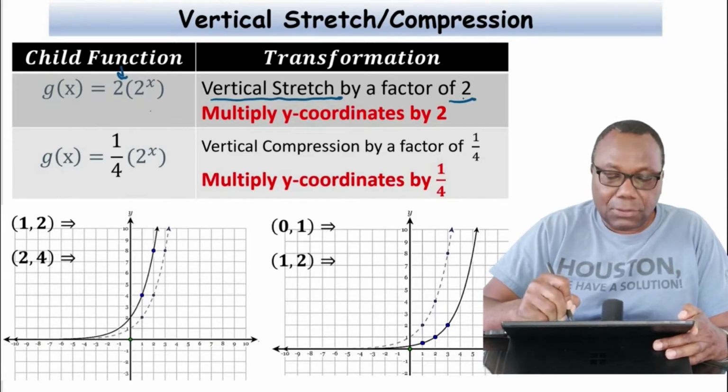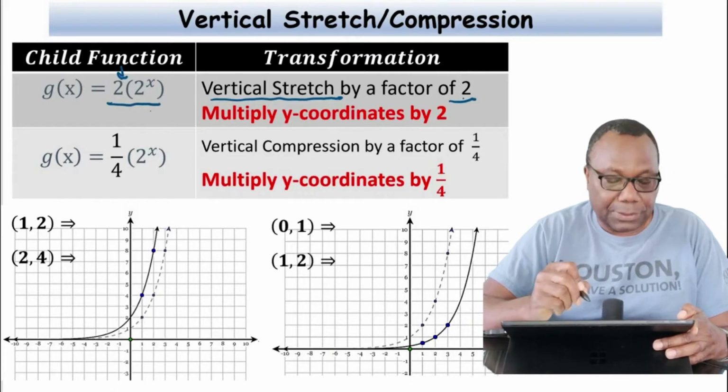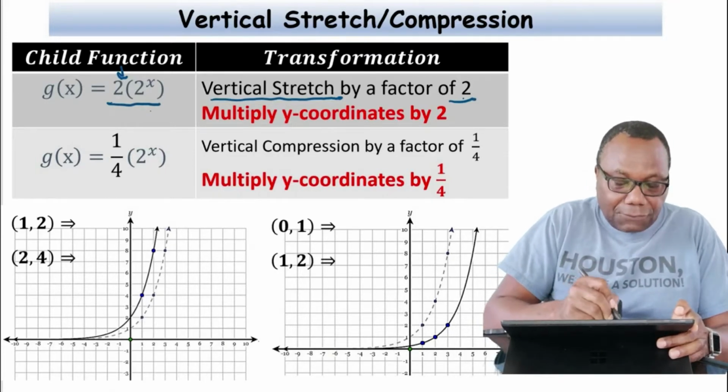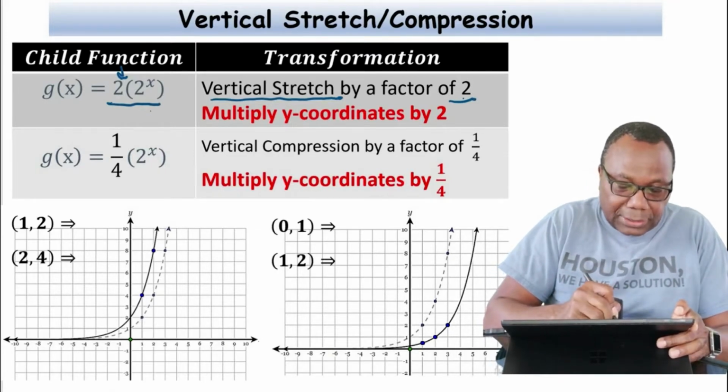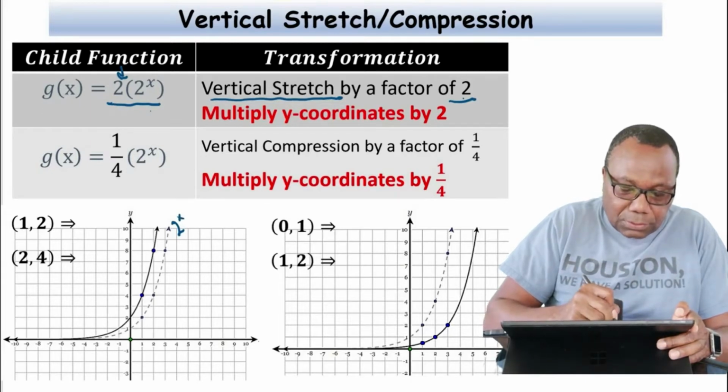So let's look at this. Whenever 2 is multiplying the function, let's see what happens. All right, so the first point on the parent is 1. This parent is a dashed one. Okay, this is a parent, 2 to the power of x, and that's the dashed one. So this is 1 comma 2 there.